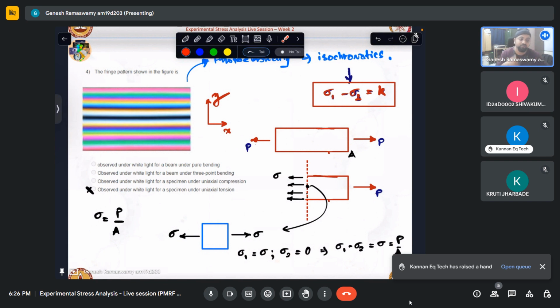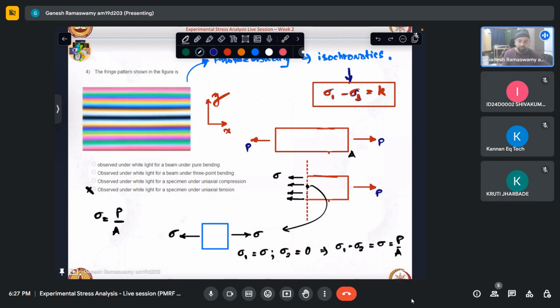Yes, sir. Please go ahead. Yeah, along the direction of the load. This is essentially, it is like I have taken a section here. Yeah, yeah. So whatever we are seeing is in the plane of the screen. Even the sections considered and what is represented.